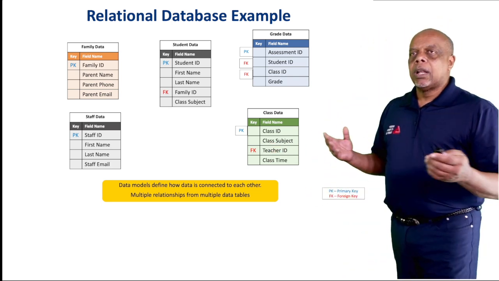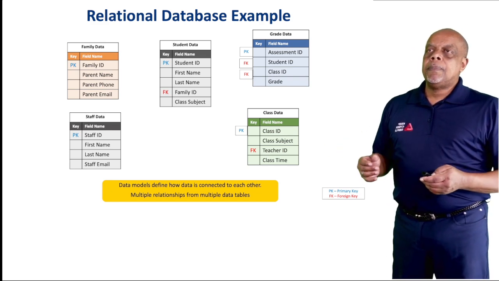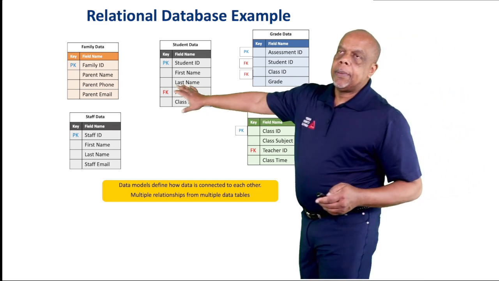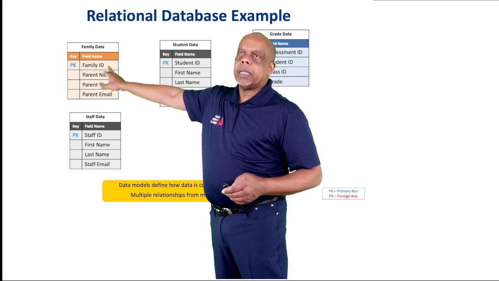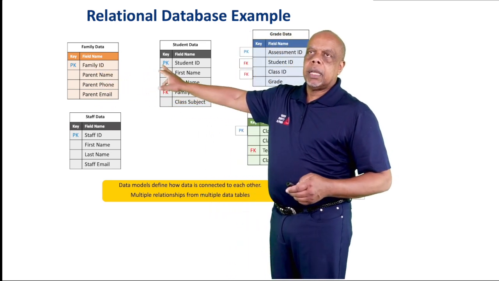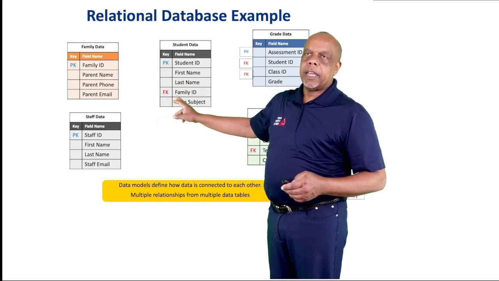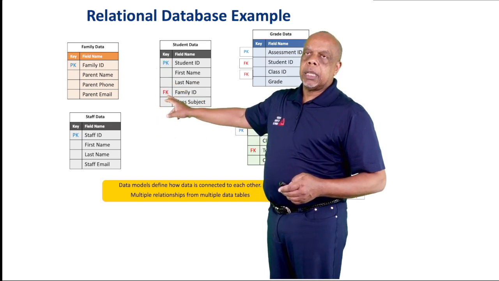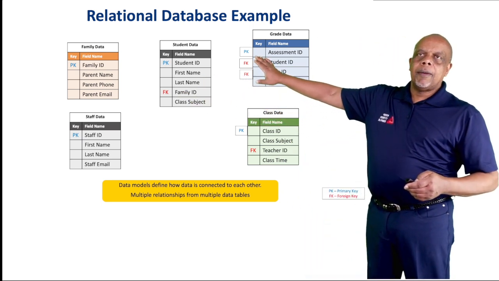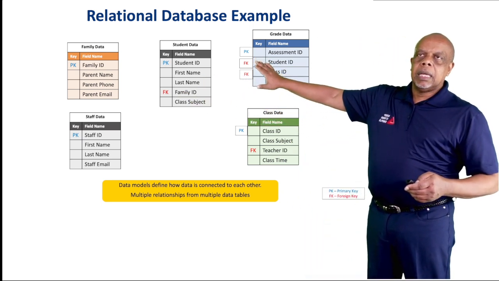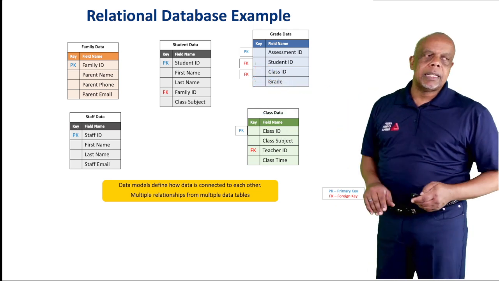So now let's say, okay, I got all these separate tables. How do I want to bring these together? Well, in my family data, I marked my family ID as a primary key. In my student data, the student ID is a primary key, but you see I have a field called family data, family ID, which is a foreign key. In my grade, you can see the relationships I've set up. I make the assessment ID, excuse me, the primary key, the student ID, and the class ID foreign keys.